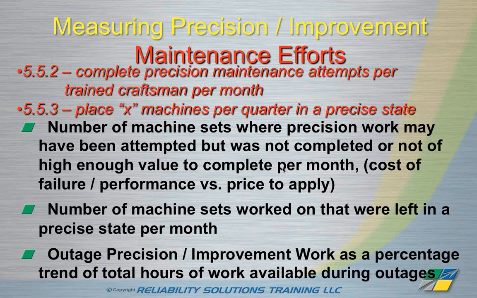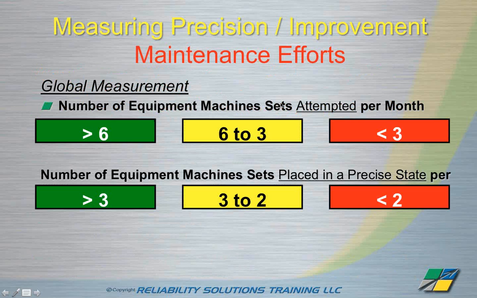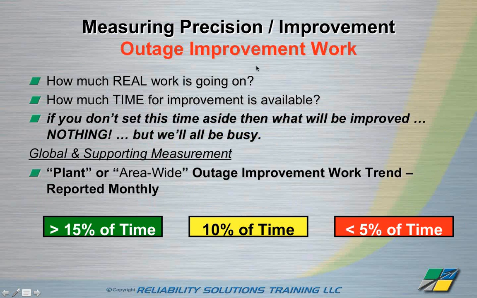It's a leading indicator. This bottom one here is an interesting one, and this is something I would really encourage people to look at: what percentage of the work during outages is being devoted to precision or improvement work. How much is improvement work versus how much is just repairing things that have already broken. And again, there's our scorecards there. The outage improvement work is really a good measure of how much real improvement work is going on. They felt that 15% of the total man hours in outages should be applied to improving, 10% sustaining, and then less than 5% failing.